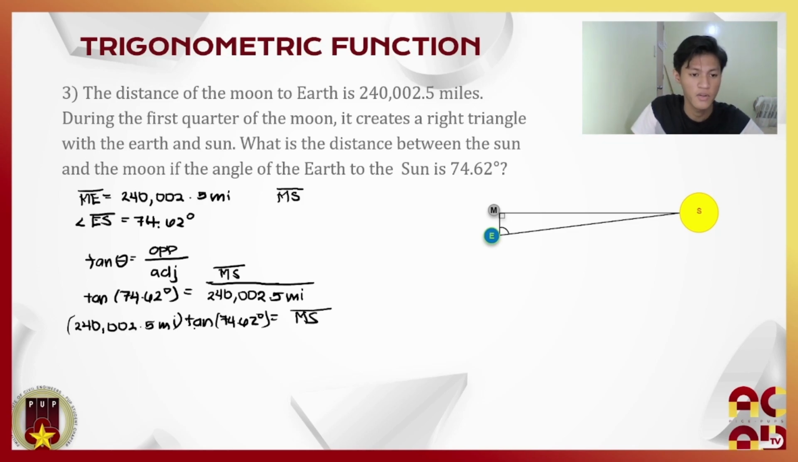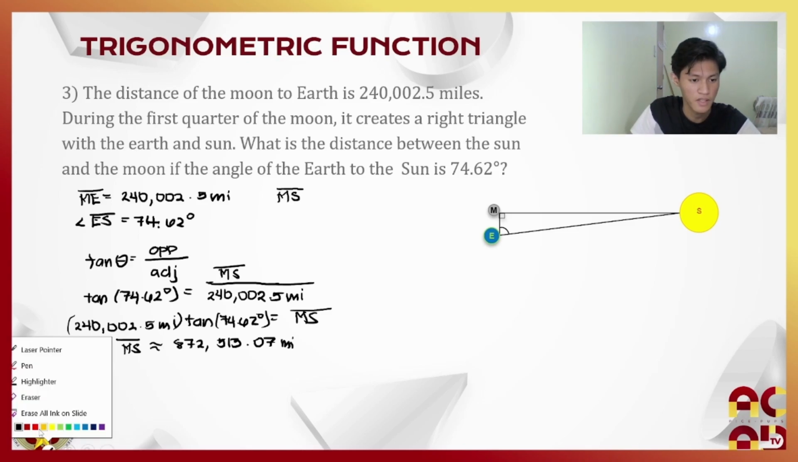So, since meron na tayong ganito equation, pwede na ulit tayong mag-plug sa calculator natin. So, 240,002.5 multiply to tangent 74.62. So, ang distance daw na ating line MS ay approximately equal sa 872,513.07 miles. So, yun ang ating unit.